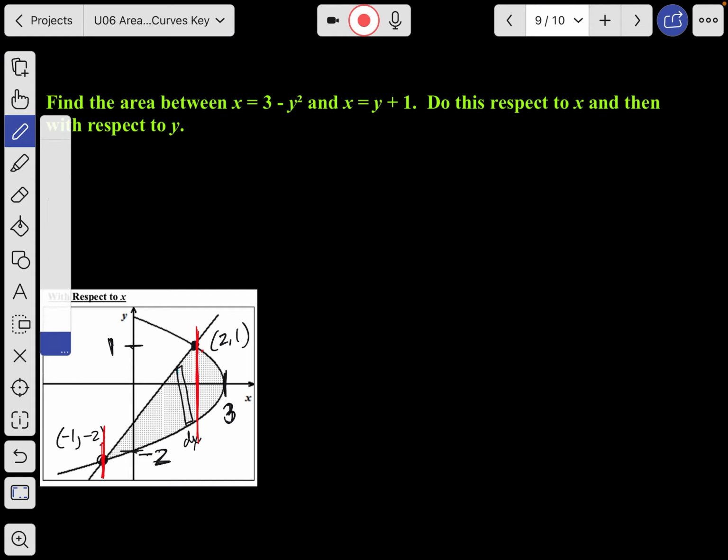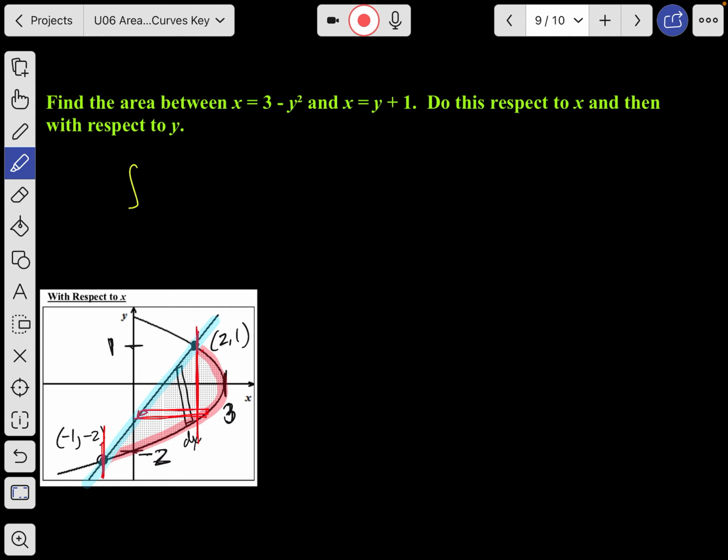So this time, our integral, if I do horizontal rectangles, this would actually be easier because our right function is always the quadratic. Our leftmost function is the linear. So we're just going to have 1 this time. So that's nice. That'll make it easier.